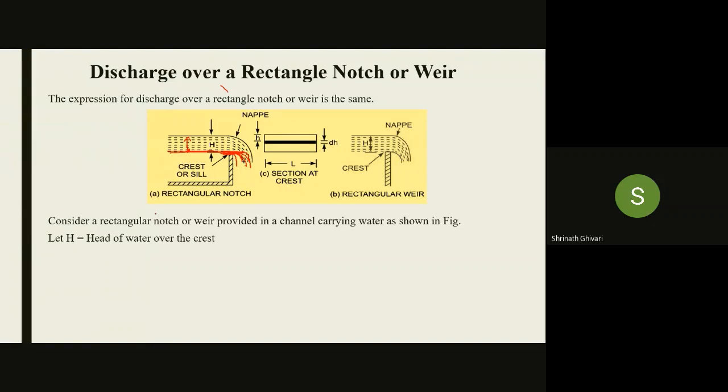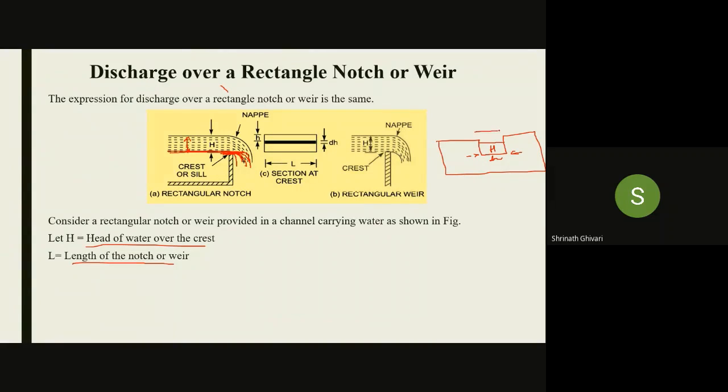Now, consider a rectangular notch or weir provided in a channel. Let H be the head of water over the crest. The length of the notch or weir is L. If you see, the notch will look like this. I have drawn it again and again, so it looks quite lengthy, but this is the length, and the height of water will be this H.